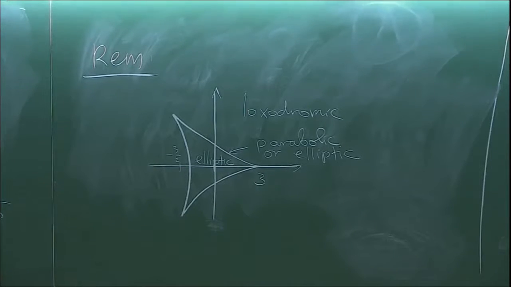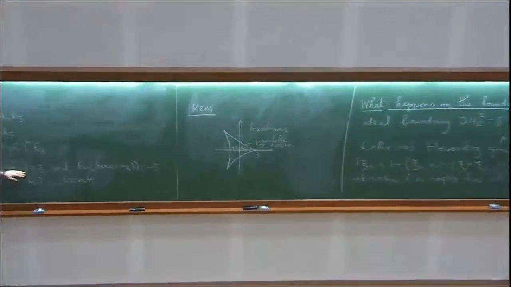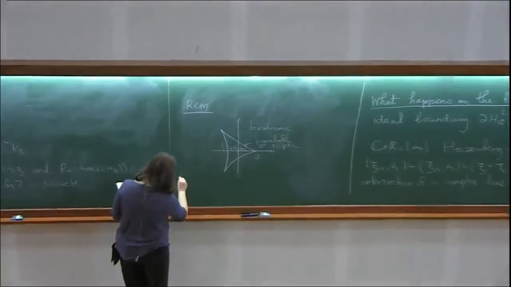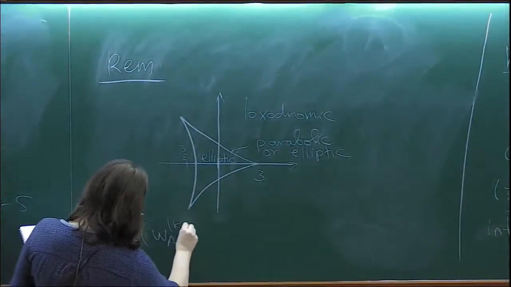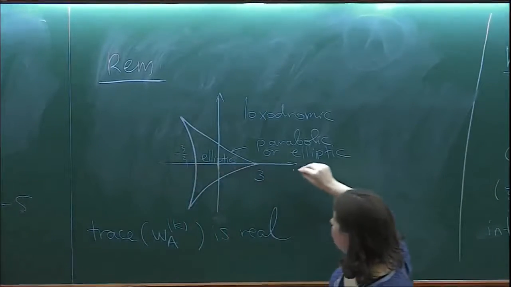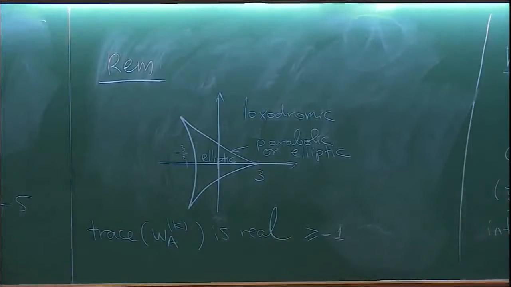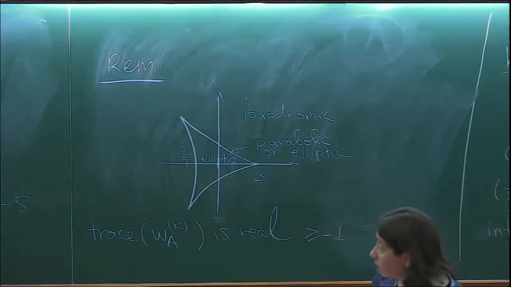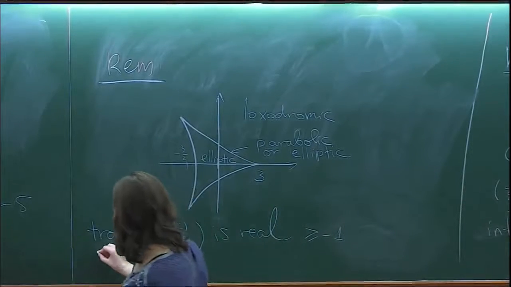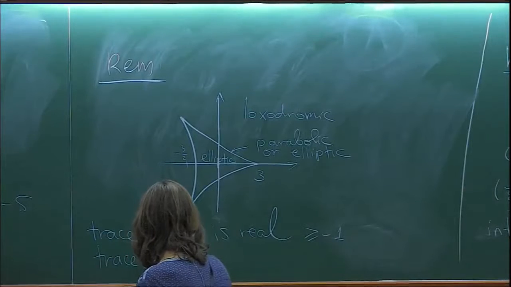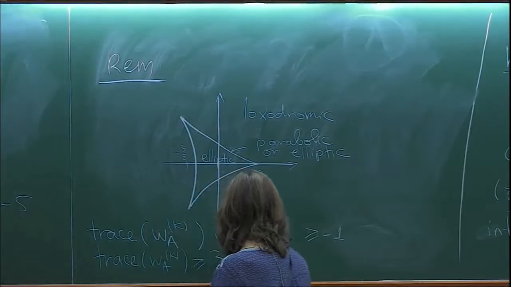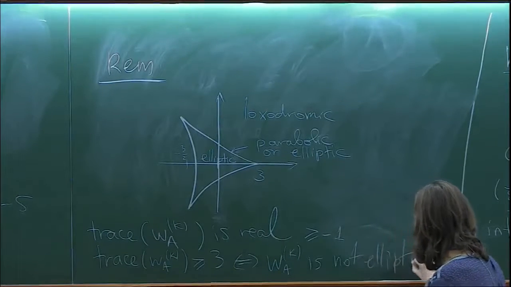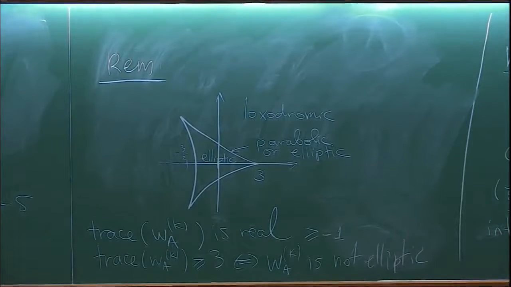Okay, so if we look at our elements, WA to the power K, this element has a real trace, on the real axis, and it's actually always larger or equal to minus 1. So for it to be larger or equal to 3 corresponds exactly to it being loxodromic or parabolic. That is exactly the condition that it's not elliptic.